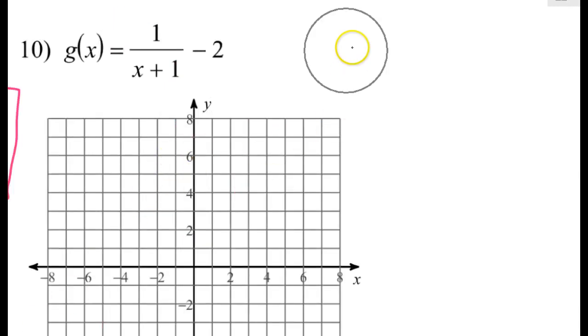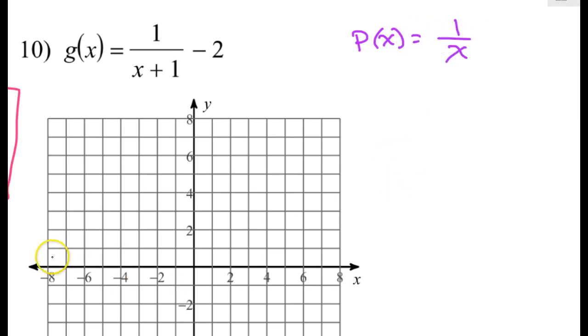Alright, what about problem number 10? The parent function is 1 over x. Now the parent function had the x and y axis as asymptotes, and I know that (1, 1) was a point on the parent function, which you can imagine because if I plug in 1 for the denominator, 1 over 1 is 1, and I know that similarly (-1, -1) is a point. And like I said, we have asymptotes for the x and y axis.